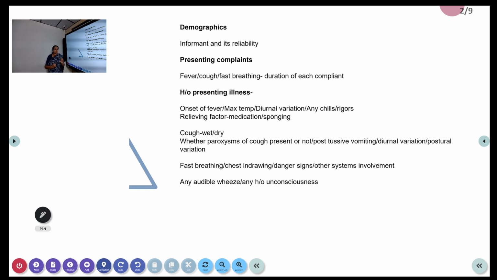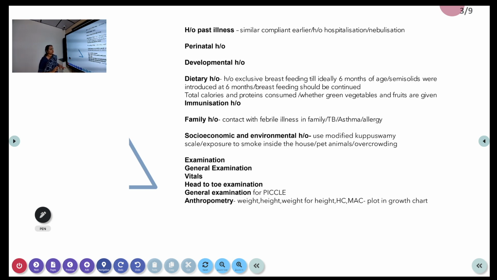History of unconsciousness, because sometimes when a patient has seizures and becomes unconscious, they can aspirate and it can result in aspiration pneumonia. So this history you should take.